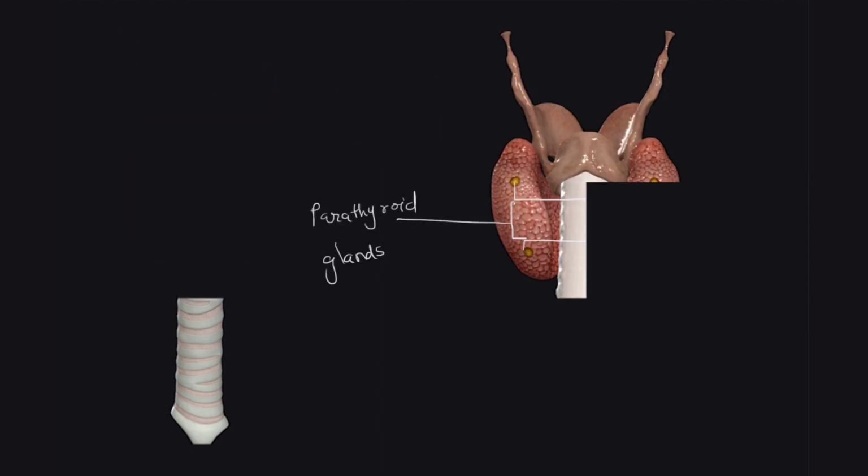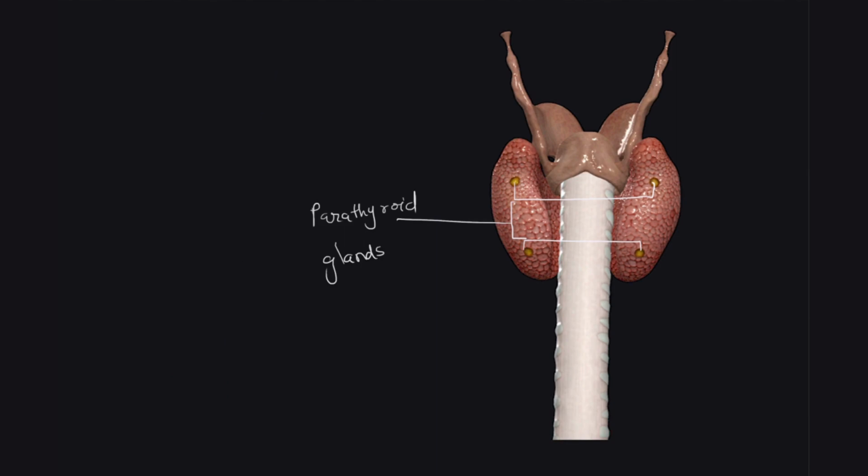Then we can observe the posterior aspect. Posteriorly, we can see that it's in close contact with the four parathyroid glands that are found on the posterior aspect of the thyroid.